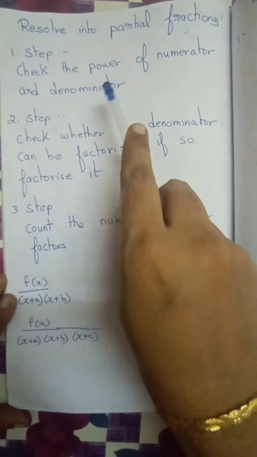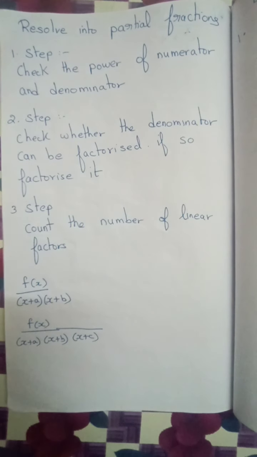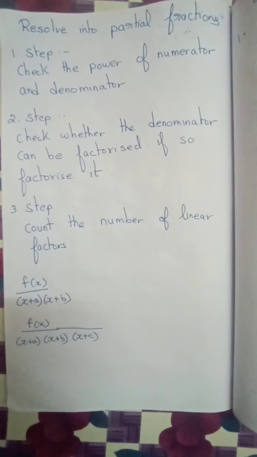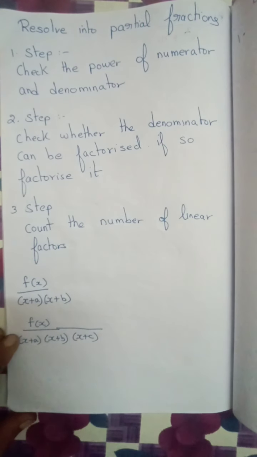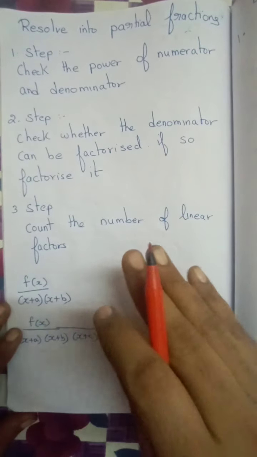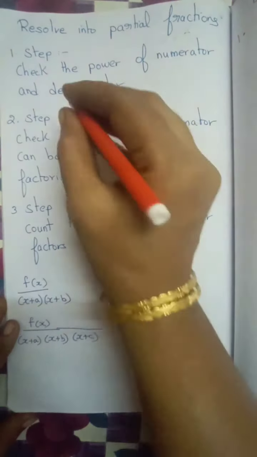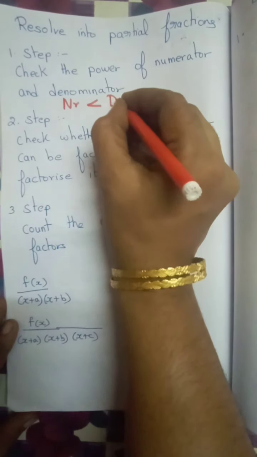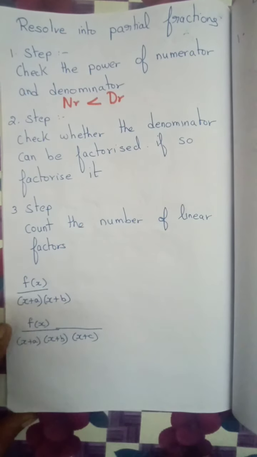First step, check the power of the numerator and denominator. This is the very first step. You have to check the power of the numerator and denominator. The method that I am going to tell, or the type of partial fraction that I am going to tell, will work only when the numerator's degree is less than the denominator. So the numerator should have a lesser degree compared to the denominator. Then only we can use this method which I am going to say.